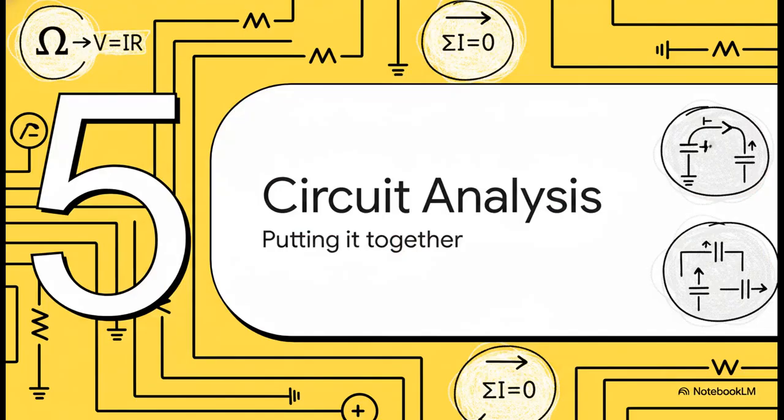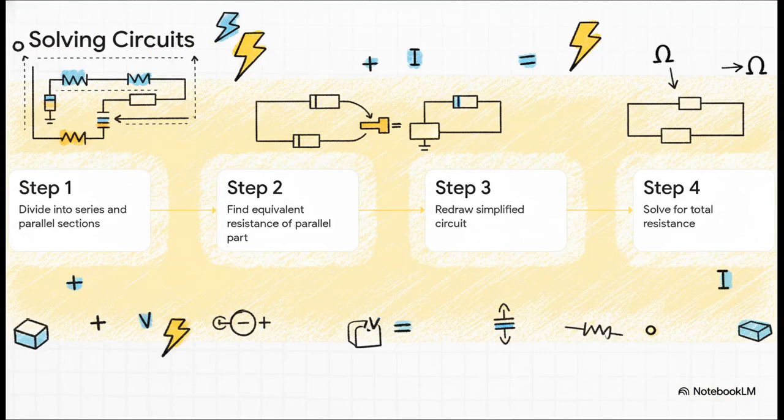And finally, Section 5, putting it all together, circuit analysis. We now have all the tools we need: Ohm's law, Kirchhoff's laws, and our rules for equivalent resistance in series and parallel circuits. Let's see how this builds into a foolproof, four-step process to conquer mixed circuit analysis. Because real circuits are rarely just series or just parallel. They're almost always a mix.